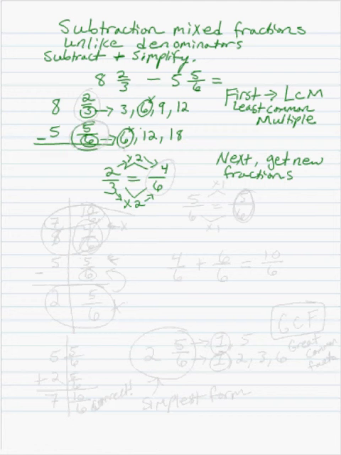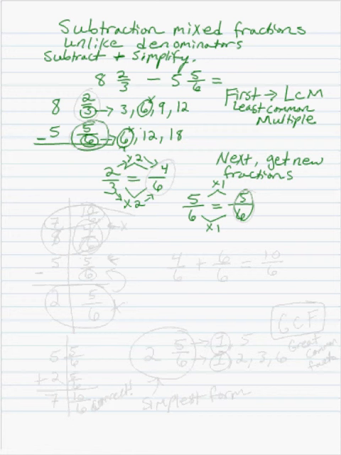And we need to change the other fraction, so 5/6. And our least common multiple is 6 times 1. We multiply by 1. And 5 times 1 is 5. So it stayed the same.